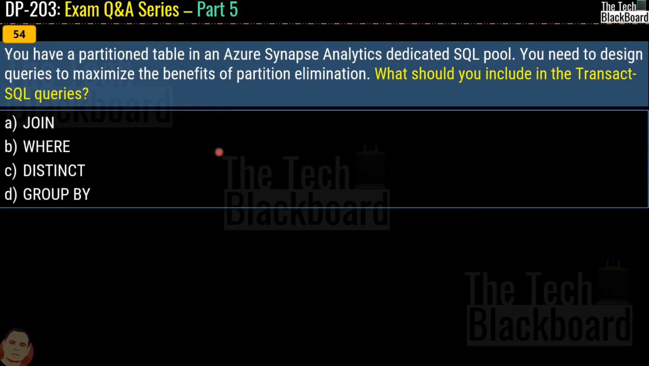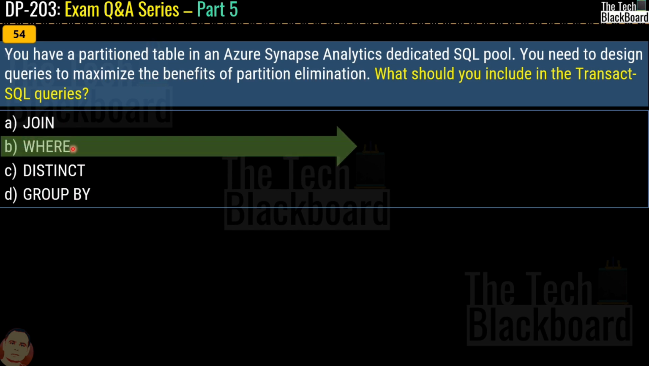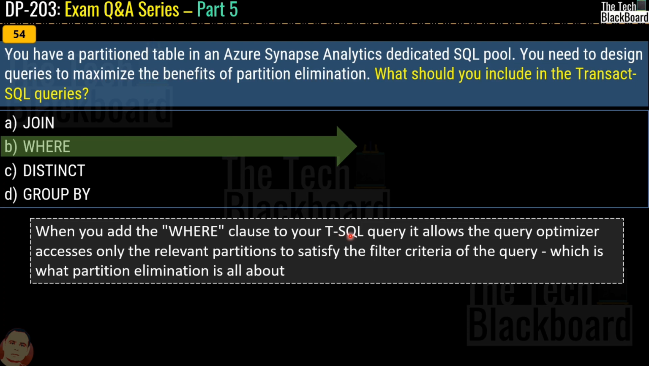Quickly moving to question number 54. The question says that you have a partitioned table in an Azure Synapse Analytics dedicated SQL pool. You need to design queries to maximize the benefits of partition elimination. What should you include in the Transact-SQL queries? Your options are join, where, distinct, or group by. The correct answer for this question is option B, where clause. And this is because when you add a where clause to your T-SQL query, it allows the query optimizer to access only the relevant partition to satisfy the filter criteria of the query, which is what partition elimination is all about.